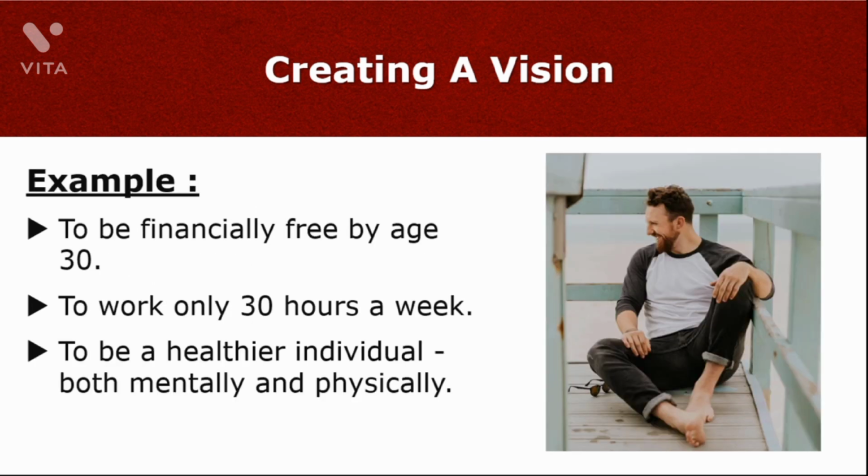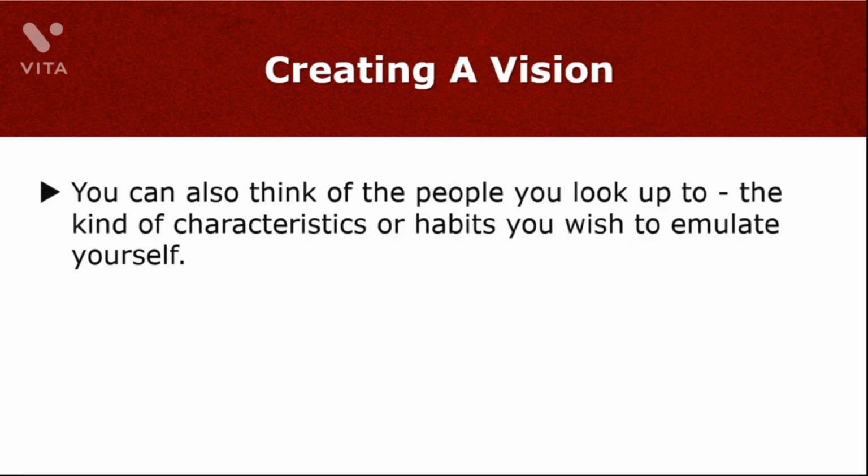An example here would be to be financially free by age 30, to work only 30 hours a week, to be a healthier individual, both mentally and physically. You can also think of the people you admire and look up to, the kind of characteristics or habits you wish to emulate yourself. In fact, you can even ask them to be your mentor, to help you think things through on certain areas and advise you on what's worked for them.